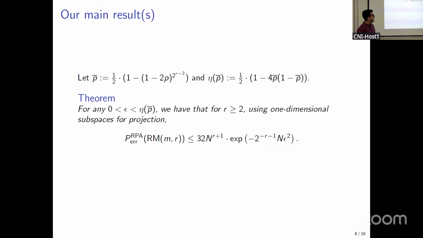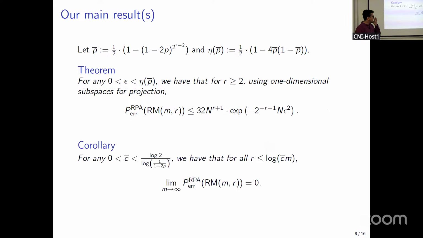Fine. So what does this kind of a result actually mean? It means that for orders r that are roughly logarithmic in m plus some constant, the error probability of RPA decoding decays to 0 in the limit as n goes to infinity. This can be directly deduced from such a theorem.